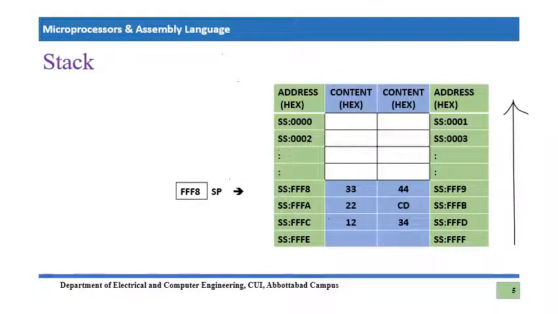Okay, in this slide we are going to introduce some new terms which are very often used in stake. So here we have a stake which is filled up to this point, triple F8, and the last content or the last word which is stored in the stake is 3344. That is why this particular address triple F8 is also the content of stake pointer, right?